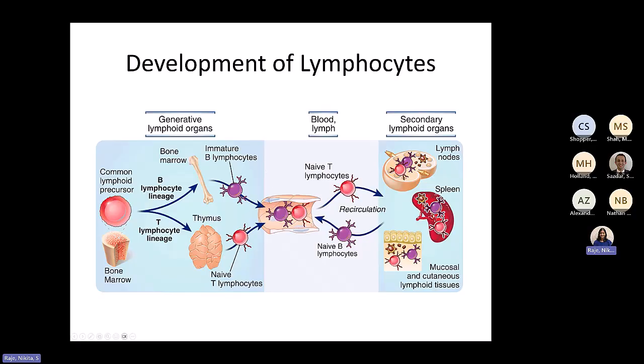Then they recirculate from one secondary lymphoid organ to another and continue that recirculation. In that process, the immature B cells will complete their maturation in spleen and other secondary lymphoid organs, and then become naive B lymphocytes. So these mature naive B and T lymphocytes continue to recirculate in these secondary lymphoid organs till they come across any antigen that can activate them.